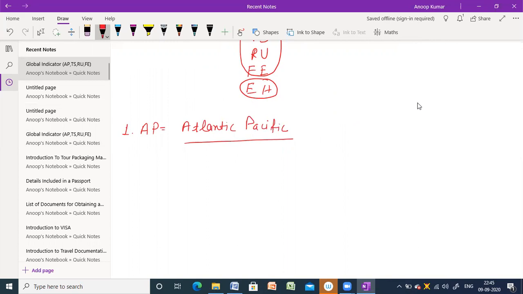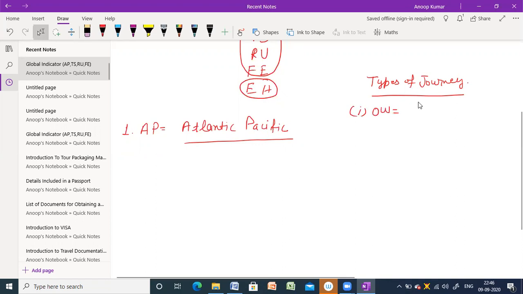Before discussing this global indicator, I just wanted to tell you about the various types of journey. There is one type of journey called RTW, round the world, and that is directly associated with this global indicator named Atlantic Pacific. There are basically five types of journey. One is OW. OW means one way.